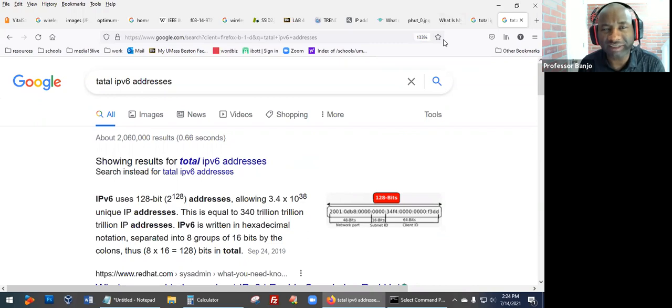And for you to be on the internet, you need to have an IP address. So the next version of IP addresses is IPv6. It's still a work in progress. It's going to take a while for us to get to that point. But IPv6 has a larger address space. And that's what you see here. So that's how we got to this point.